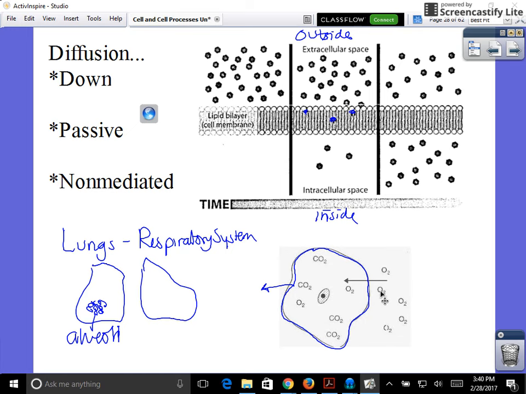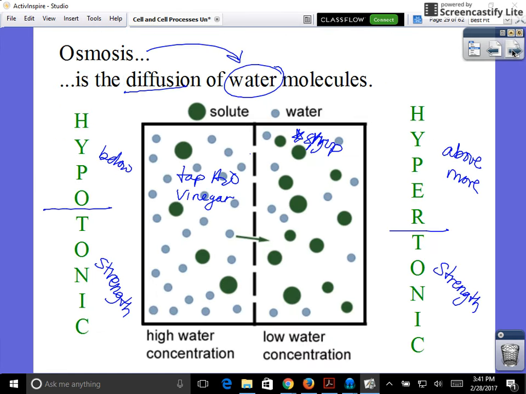A good example of this is something like oxygen diffusing into the cell, carbon dioxide diffusing out. And those are small uncharged particles that can simply get through the membrane. This is happening all the time in our lungs and our respiratory system, and parts of the lungs called alveoli have lots of different surface areas so that this process can take place.